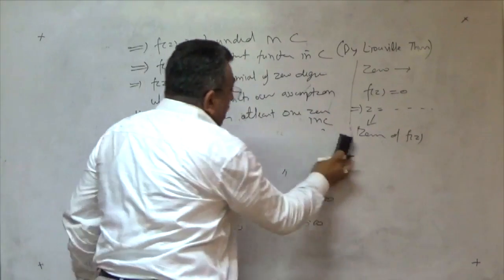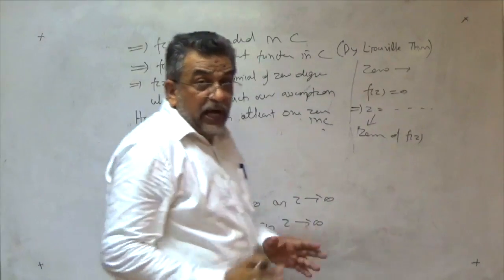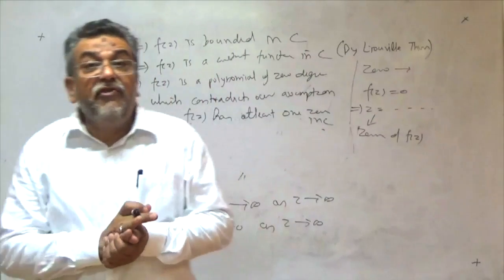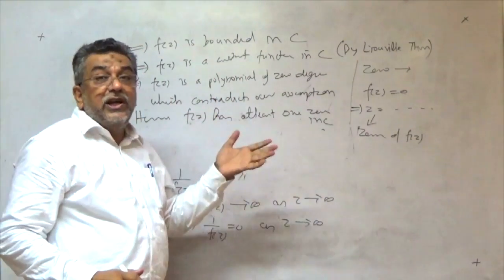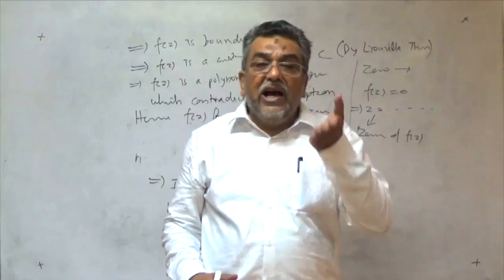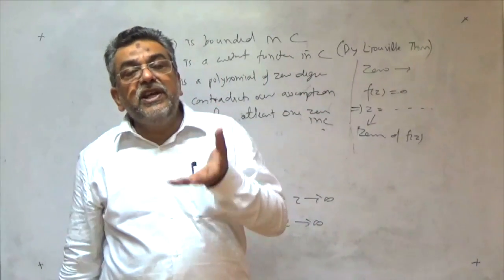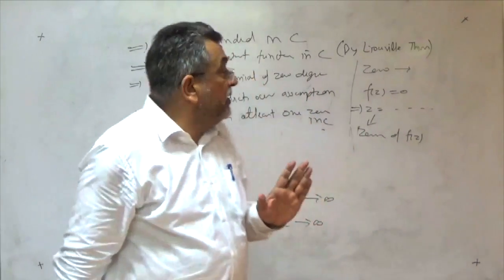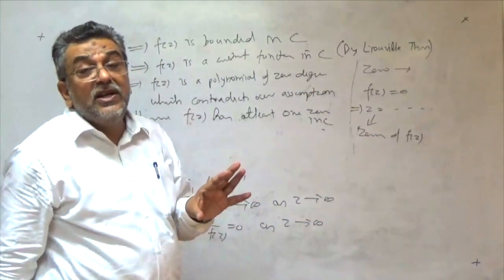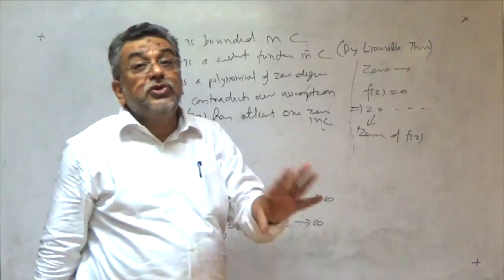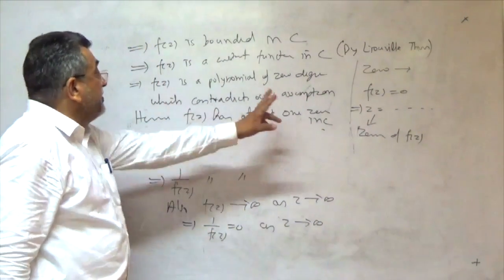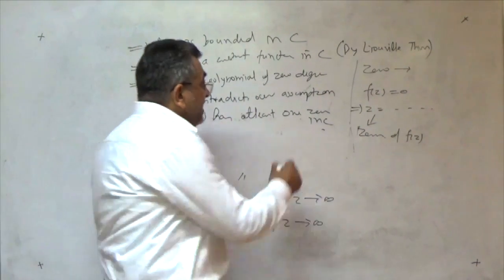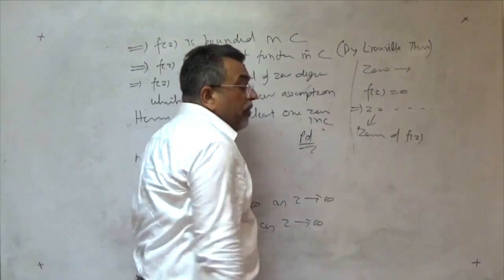That proves your theorem. Okay, if f(z) is a constant function, this is a polynomial of 0 degree, which contradicts our assumption, because in the starting I have considered f(z) is a polynomial of degree equal to or more than 1, and we consider f(z) has no zero. So this contradicts our assumption. So we must have f(z) has at least one zero in C, and that proves your fundamental theorem of algebra.